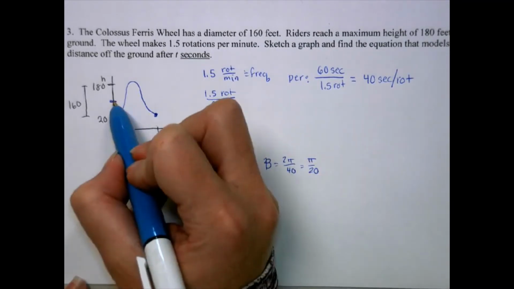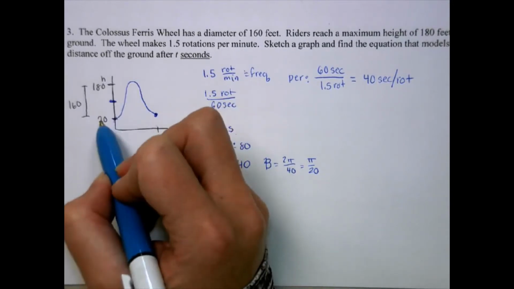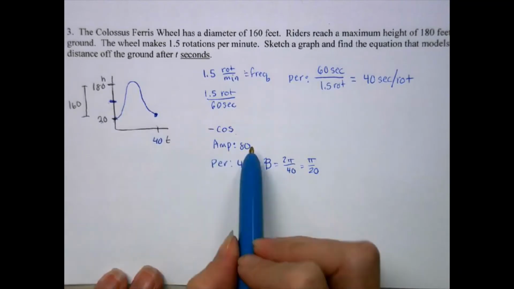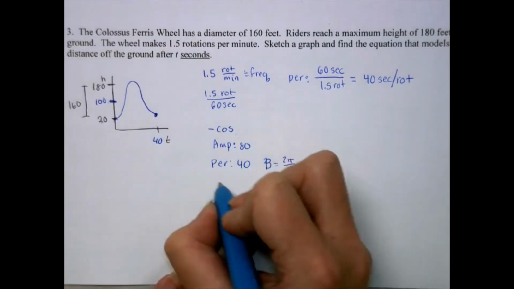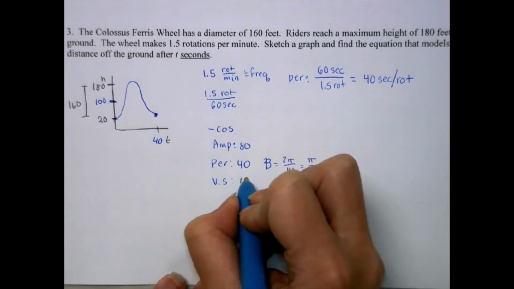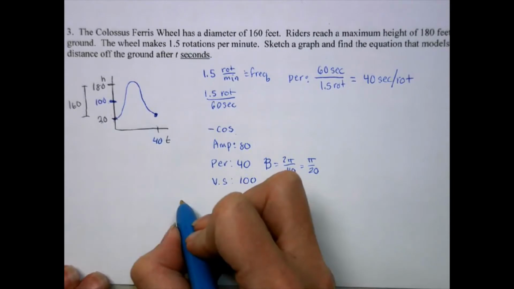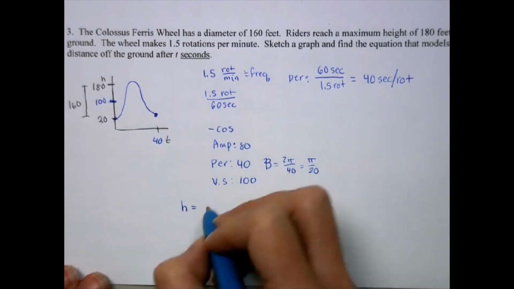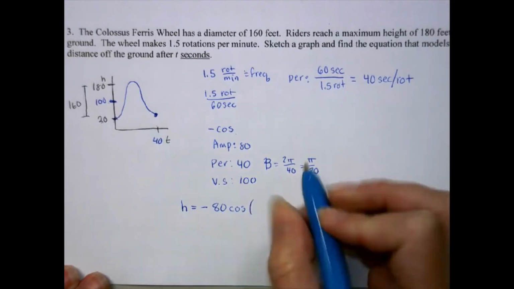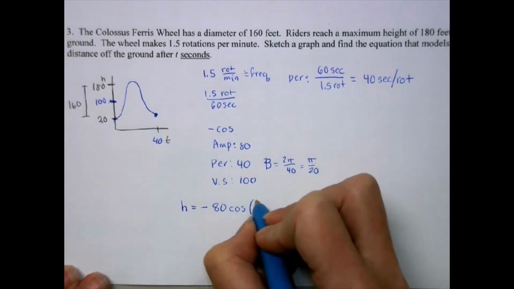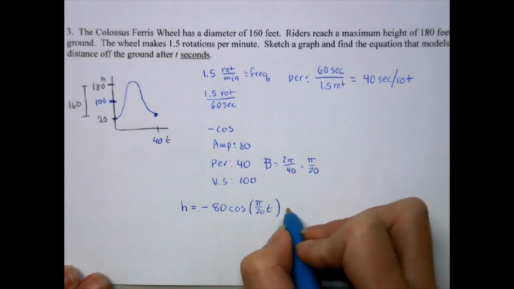Our vertical shift is this right here. So I can add these two up and divide by 2, or I can take the amplitude and add it. Either way, we're going to get 100 for that. Okay, so putting this all together in the equation, my height is going to be negative 80 cosine of pi over 20 t. We don't have a phase shift, but we do have a vertical shift.